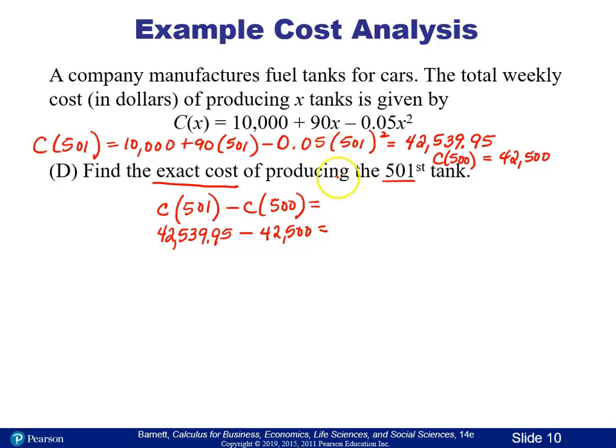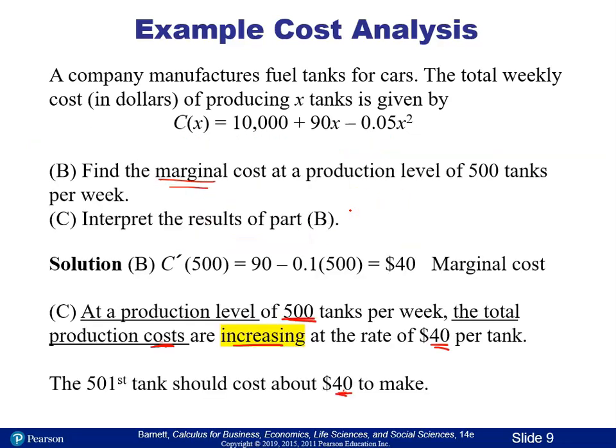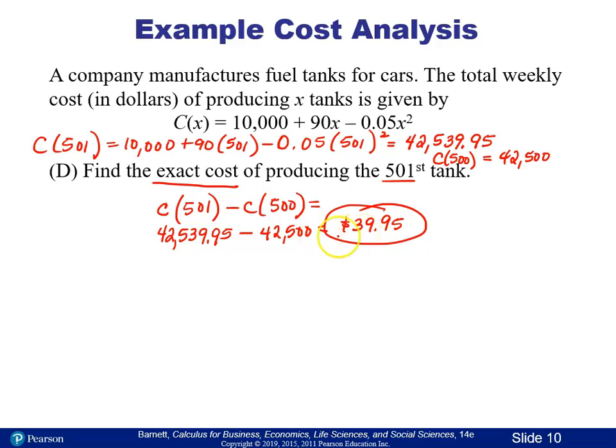Okay, so when I subtract those, I'm going to get $39.95. So the exact cost to produce 501 fuel tanks, when I've already produced 500 fuel tanks, is $39.95. Now, if we go back, we saw that the marginal cost was an estimate for what it cost to make that 501st tank. And we said that was $40. So $40 is actually a very good estimate for this, which was $39.95.